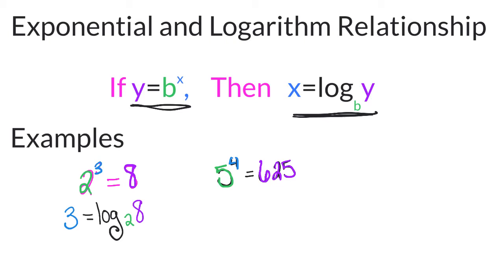Now, in order for me to rewrite this in logarithmic notation, I'm going to start with my exponent, which is 4. I'm then going to set that equal to the log with my base as a subscript, so my base is 5, of what it equaled, so 625.